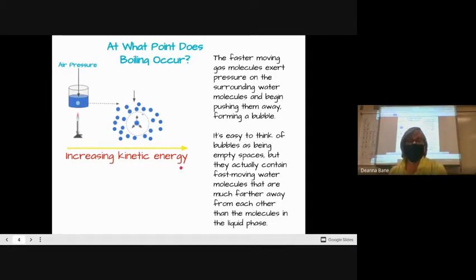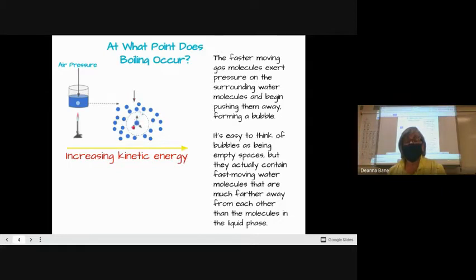So as these molecules within the water start to move faster, I'm just magnifying this light blue dot in the middle of the water molecules. These water molecules are liquid, and they're attached to one another with hydrogen bonds.